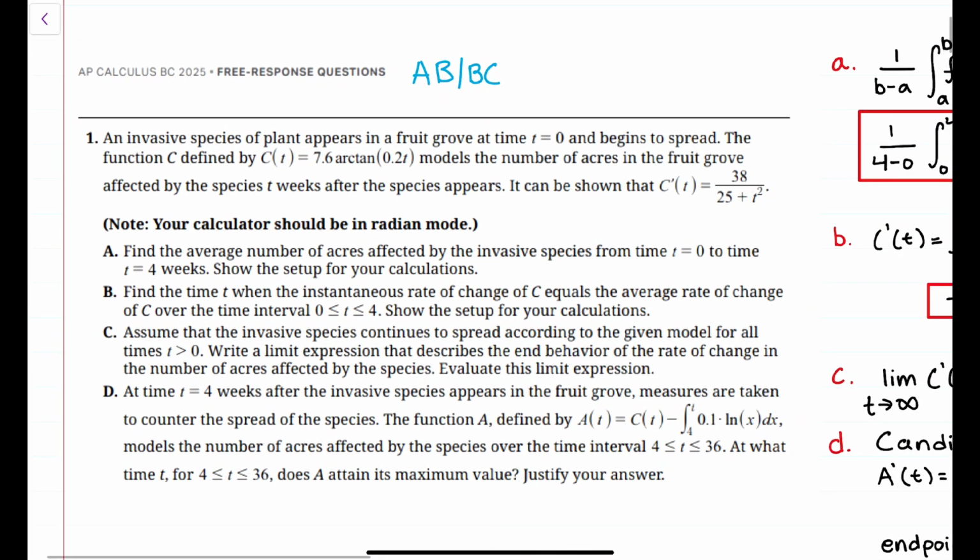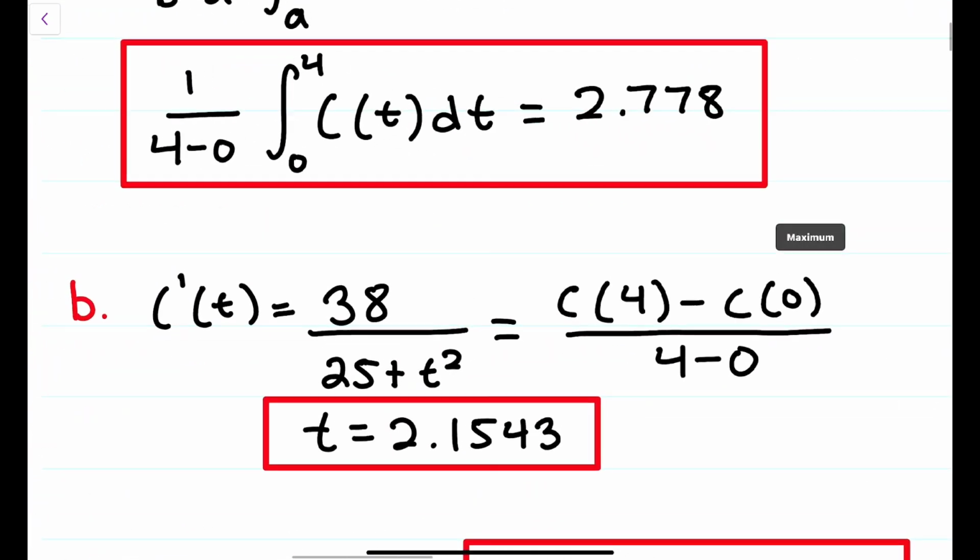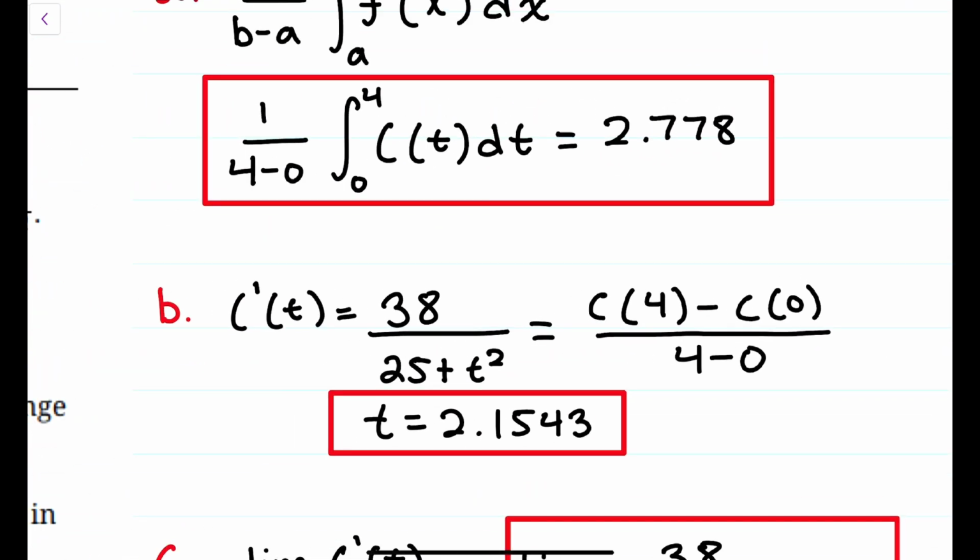And so for part B, it asks us to find the time when the instantaneous rate of change of C, so C prime of T, which is already given as 38 over 25 plus T squared, is equal to the average rate of change from T equals 0 to T equals 4. So we equate these to one another, and then we set it into our calculator, and we get that T is equal to approximately 2.1543.